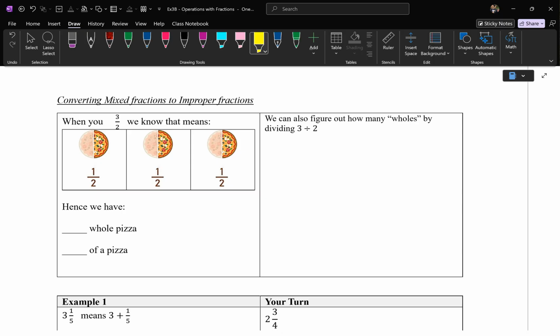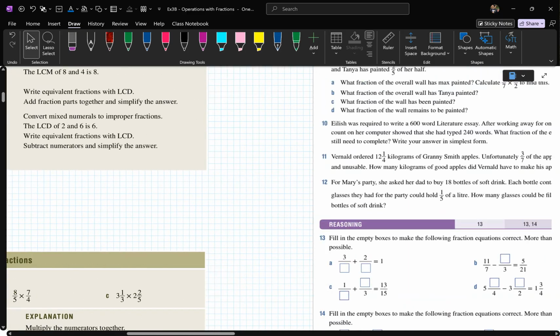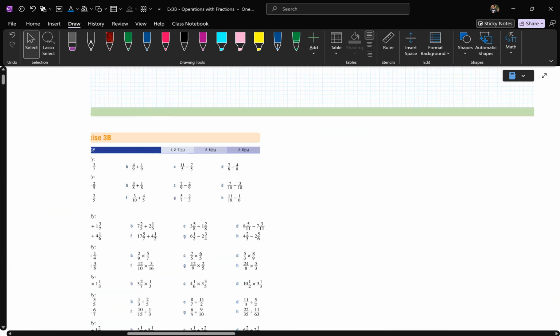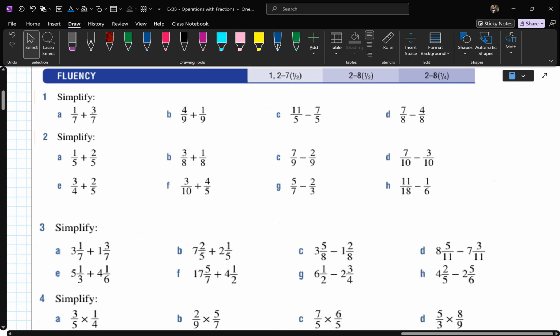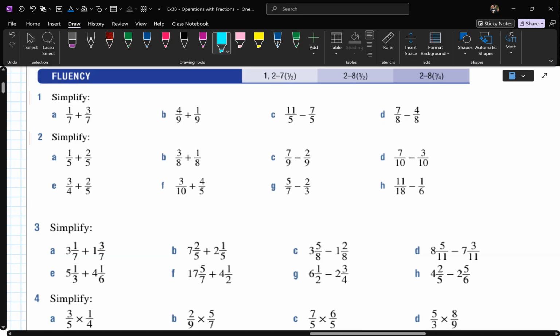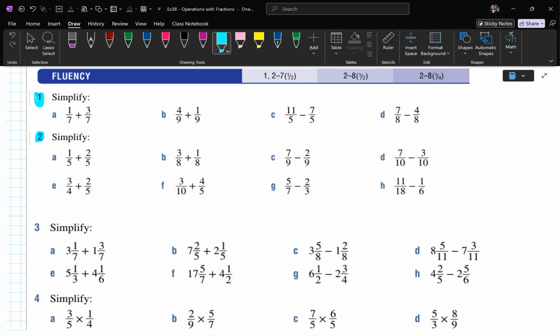Before I show you mixed fractions, I want you to practice this right now. Okay? So in your exercise book, grab your exercise book. I'm going to get you to focus on question 1 and 2. We'll do 3 right after this, but this is the first half.